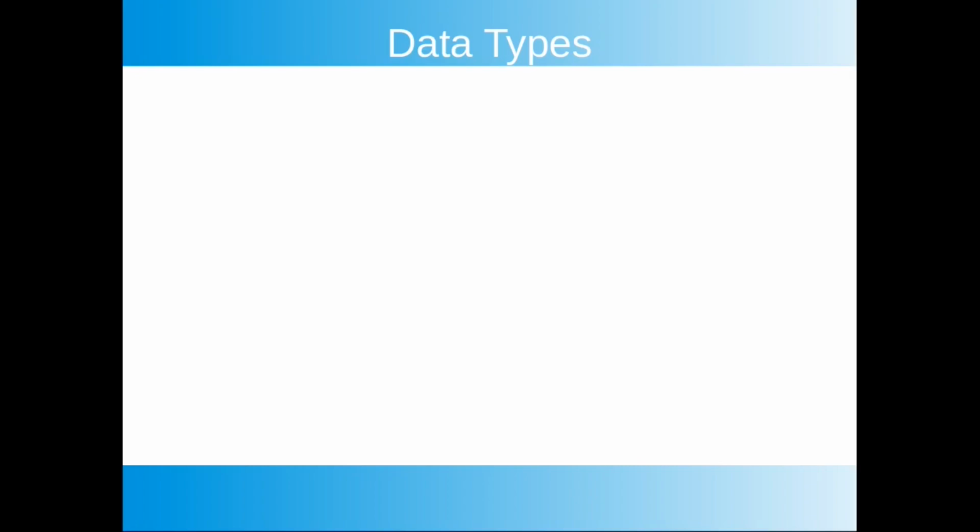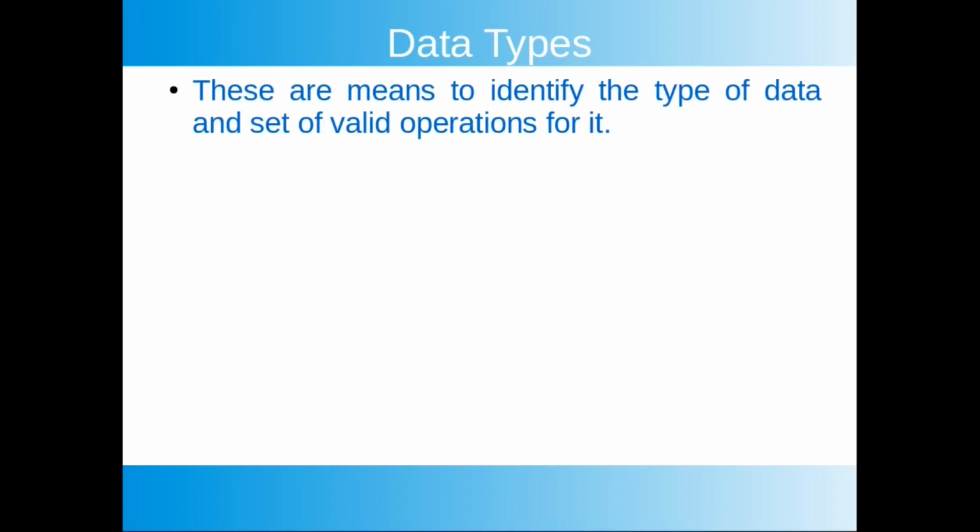Well, in order to deal with situations like these, data types were introduced in programming so that it is easy to identify the type of data we are dealing with and what kind of operations we can perform on it. So we can say that data types are just the means to identify the type of data and the set of valid operations for it. Now Python has the following data types.